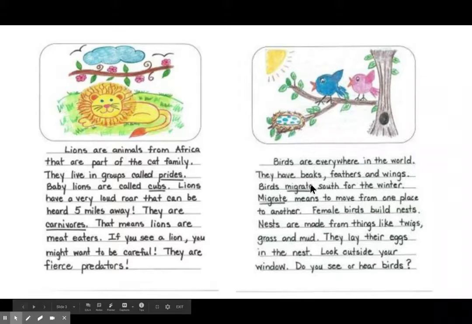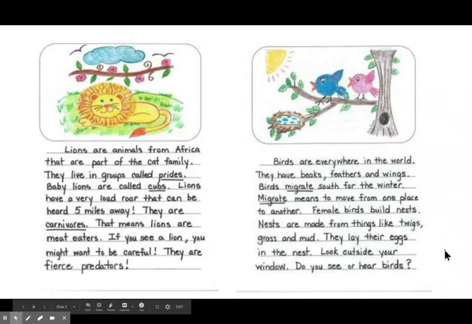Now, this one says, birds are everywhere in the world. So we're going to be talking about birds, maybe where they live, everything about birds. They have beaks, feathers, and wings. Birds migrate south for the winter. Migrate means to move from one place to the other. I really like how they explain that difficult word right there. Female birds build nests. Nests are made from things like twigs, grass, and mud. They lay their eggs in the nest. Look outside your window. Do you see or hear birds?